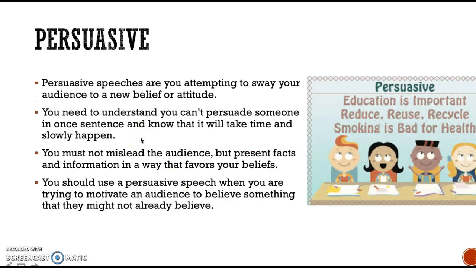This persuasive slide is next. Once again, it defines what persuasive is. These two bullet points right here explain what they are and how to use it in a better way. And then this bottom bullet point describes when you should use a persuasive speech, when you're trying to motivate an audience to believe something that they might not already believe. Once again, the visual aid on this one's better. On this visual aid, it has a couple of good topics. Education is important, reduce, reuse, recycle. Smoking is bad for health. This slide's better than the other one because the information is more spread out and it's more targeted toward persuasive instead of sharing a page with informative.